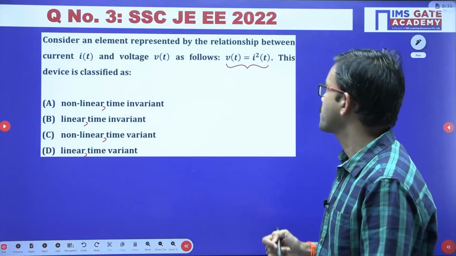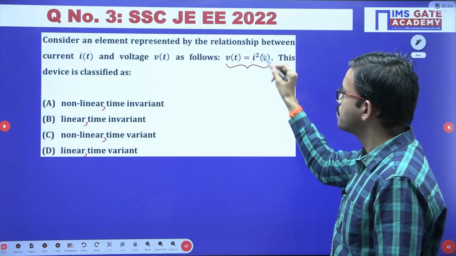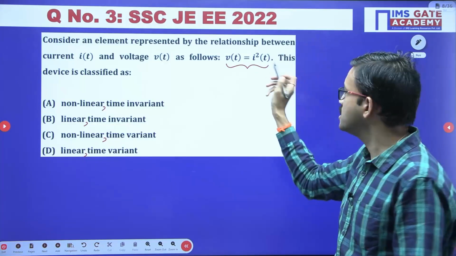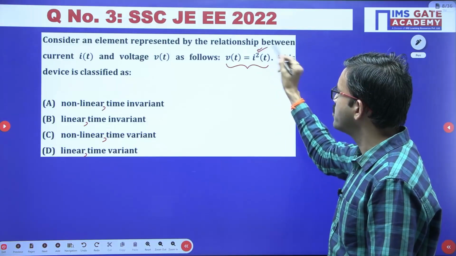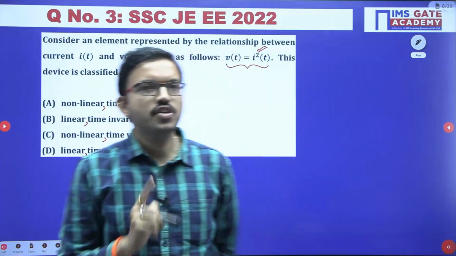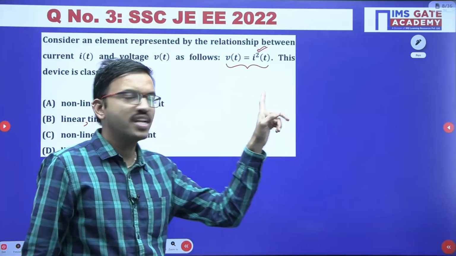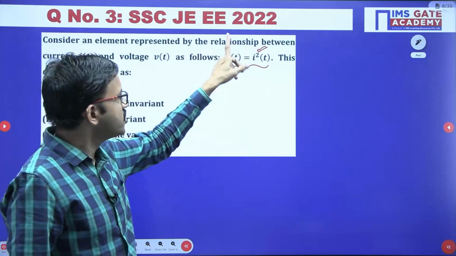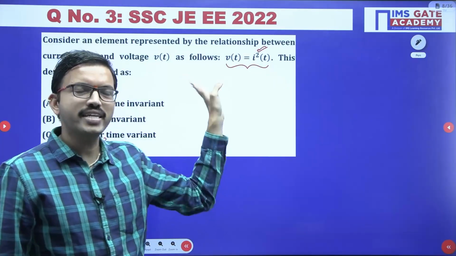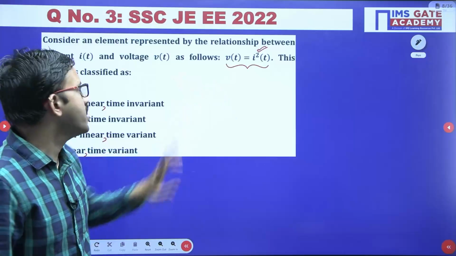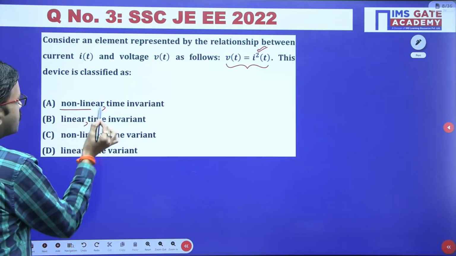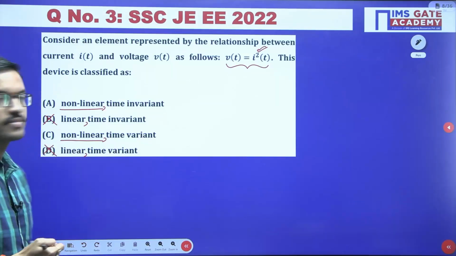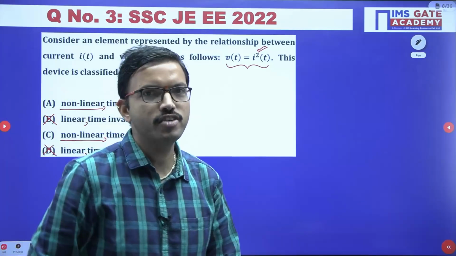This is very interesting. Whenever you have a power other than 1, like 2 or 3, and in this question you have I square of t, the power is 2. Whenever the power is 1, it is linear, like V of t equal to k times I of t. So it is a linear function. But whenever you have I square, I cube, I power 4, etc., other than power 1, we can say it is straight away non-linear. So we can eliminate 2 choices, B and D. Up to here everyone will do correctly.